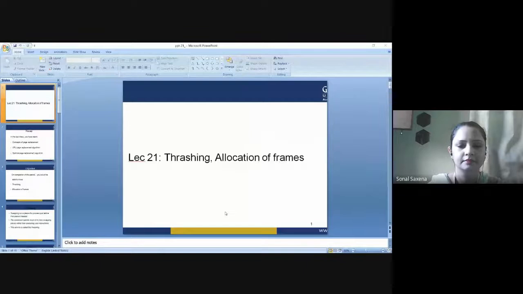In today's lecture, we are going to see a very important concept of operating systems called thrashing and allocation of frames. So stay tuned with me as I cover some more important concepts in today's lecture. So let us start. This is the topic: thrashing and allocation of frames.